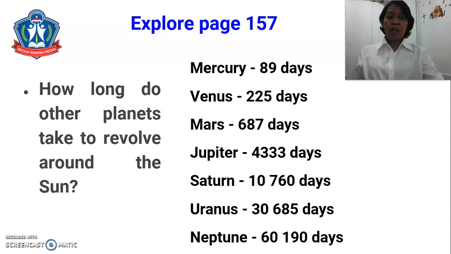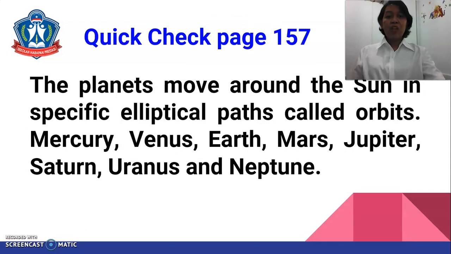For Jupiter, 4,333 days. For Saturn, 10,760 days. For Uranus, 30,685 days. And for Neptune, it will take 60,190 days. In Quick Check page 157, the planets move around the Sun in specific elliptical paths called orbits.